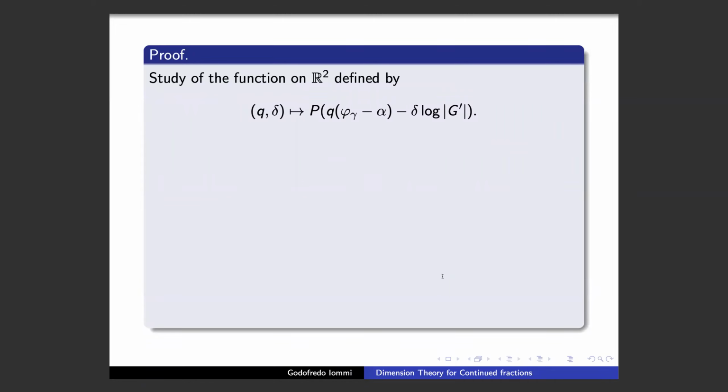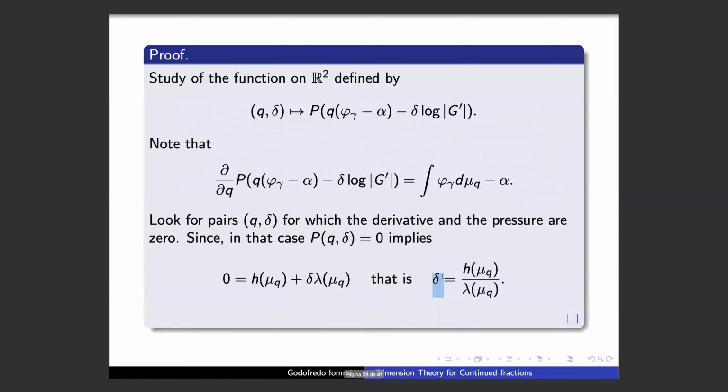This type of functions were studied, I don't know, by Urbanski and Stratmann, by Barreira and Saussol. I mean, people have studied this before, and basically the idea is to combine these two features. The fact that the derivative zero provides you a measure that supports the set, and the fact that the pressure zero allows you to compute the Hausdorff dimension of that set. But, I mean, it doesn't really matter.